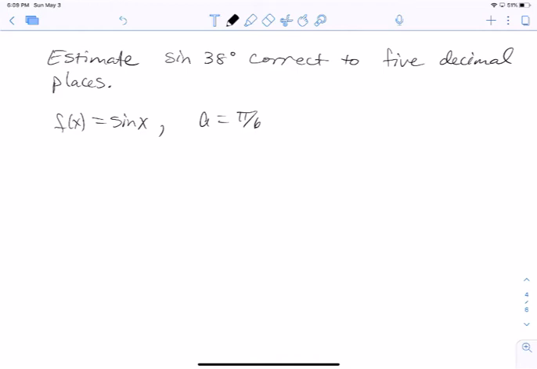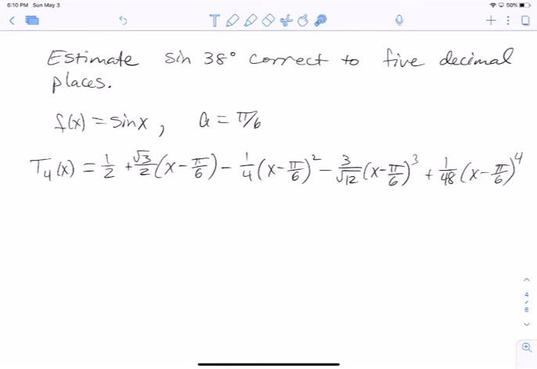sine of x centered at a equals pi over 6, T sub 4 of x was equal to 1/2 plus square root of 3 over 2 times the quantity x minus pi over 6, minus 1/4 times the quantity x minus pi over 6 squared, minus 3 over the square root of 12 times x minus pi over 6 cubed, plus 1 over 48 times x minus pi over 6 to the 4th power.